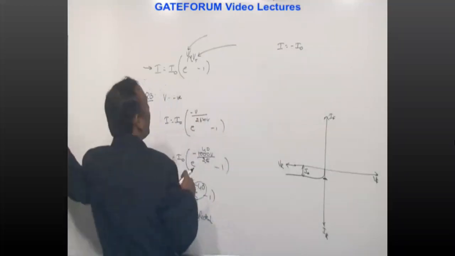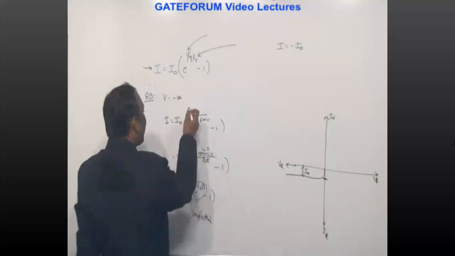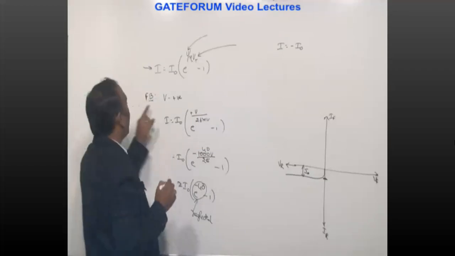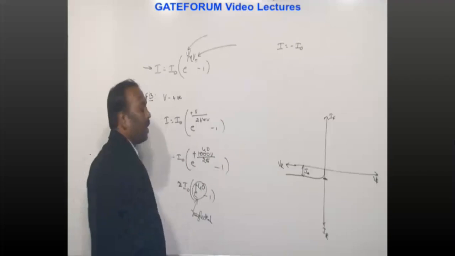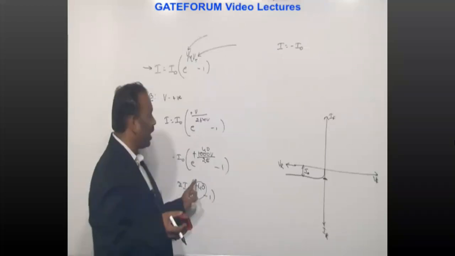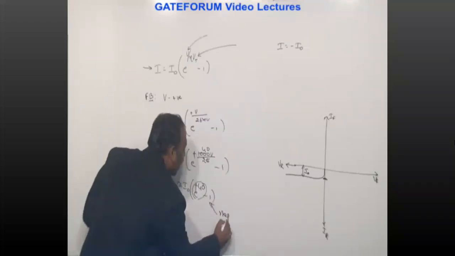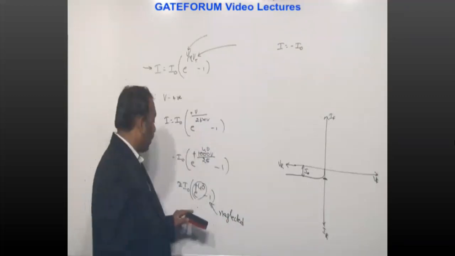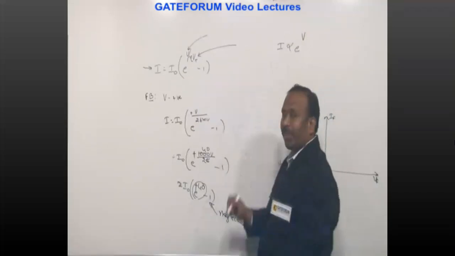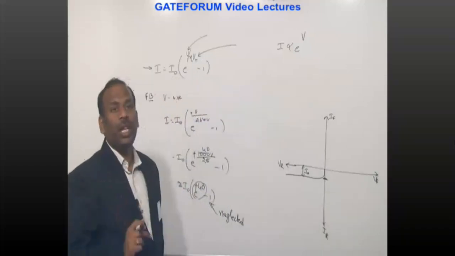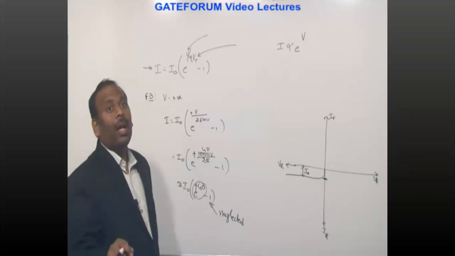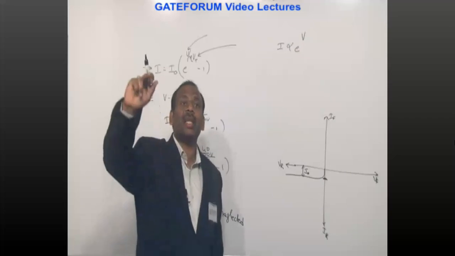Now comes the forward bias condition. Let us suppose now the voltage is positive. Same thing, we'll consider e power 40. Now e power plus 40 is very large. Check it with calculator. E power 40 is a very large value. In that case, this can be neglected. Therefore, I is proportional to e power voltage approximately. That means output current is proportional to exponential of the input voltage. That's why current in the forward bias condition increases exponentially.